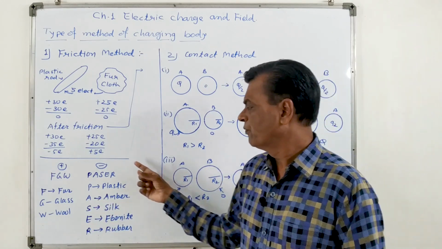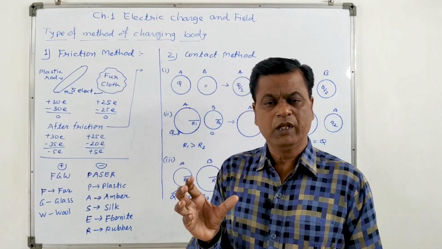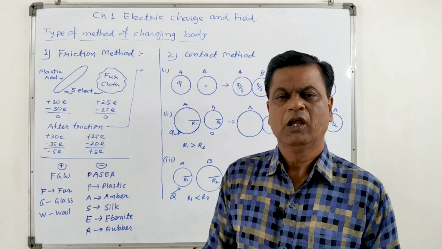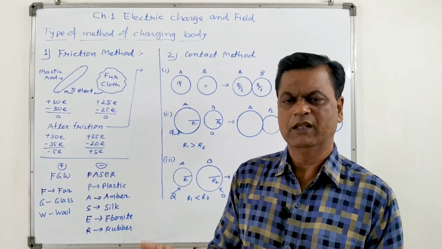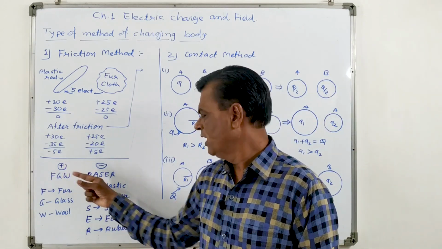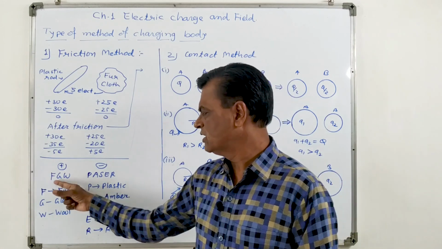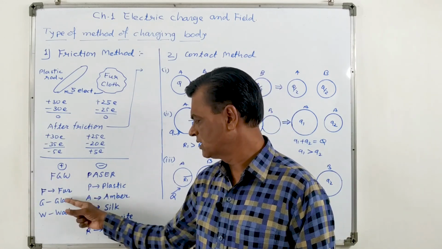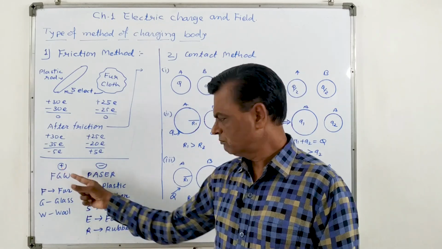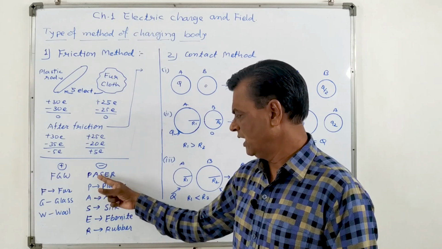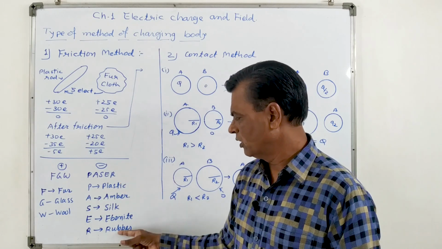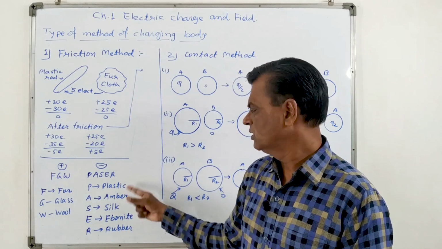Okay, now I am giving you pairs of bodies. Between these two bodies, if you rub them with each other, one body becomes positively charged and the second body becomes negatively charged. So here FGW becomes positive and PAS ER becomes negative. What is FGW? F means fur, G means glass, W means wool. Such bodies become positive. For the negative group, P is for plastic, A for amber, S for silk, E for ebonite and R for rubber. Such bodies become negative.